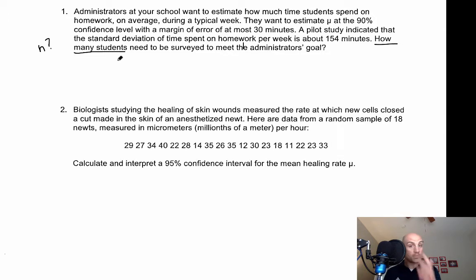But what we do know is they want to estimate at the 90% confidence level with a margin of error of at most 30 minutes. So our margin of error is going to be equal to 30. And like we discussed up above, 30 as the margin of error is equal to our t star times our standard deviation over the square root of our total number of people, so our n.